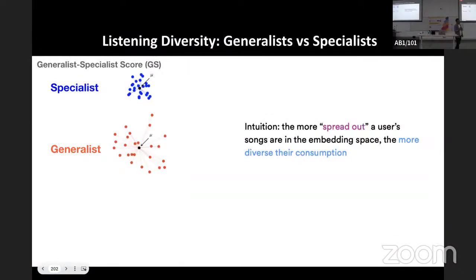There is a class of users who are specialists and a class of users who are generalists. Specialists have a much narrower consumption horizon. They care about one genre and one type of music, and that's it. They don't do anything else. The generalists care about much more diverse content. The intuition is the more spread out your behavior is, the more generalist you are. How many of you here are more generalists in your music consumption?